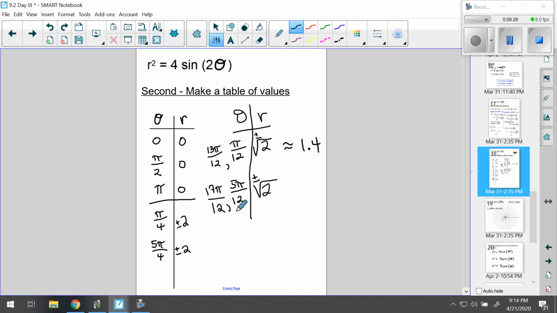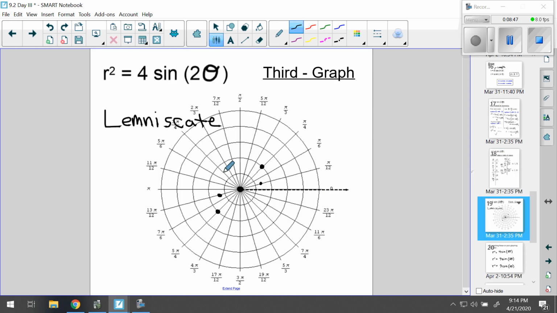But we don't want to pick 5 pi over 6 because we have to double it first. So I took half of that number, 5 pi over 12. And then when I doubled that, that gave me the 5 pi over 6. It has a sine of 1/2. 1/2 of 4 is 2, so I get the same value, plus or minus square root of 2, which again is still 1.4 approximately. And so this time I'm going to go to 5 pi over 12, so that would be right here, and go out the same distance, about 1.4.